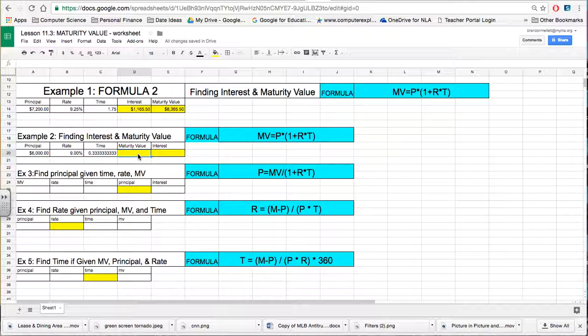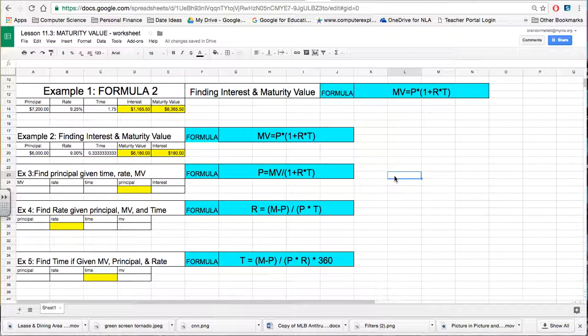Now we're ready to calculate our maturity value. So we're going to go equals principal times parentheses 1 plus rate times time, enter, and there we go. To find the interest, maturity value minus principal, 180. So example 2, that's all we're doing there. We are just jumping straight to the maturity value one.